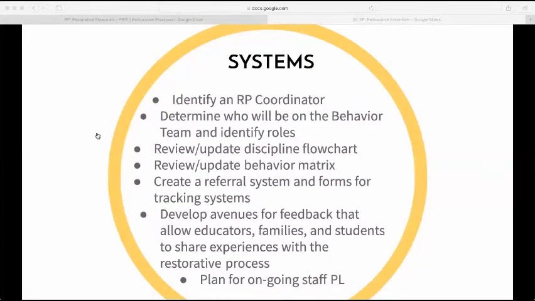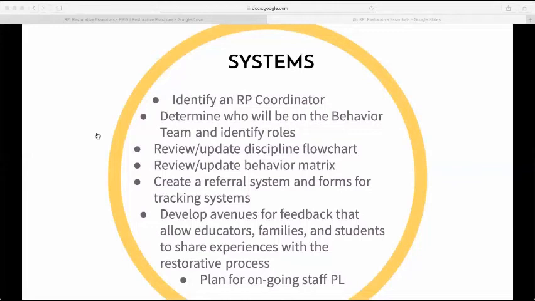Now, let's consider systems. The systems component of MTSS is about supporting staff in their implementation. As your school considers including restorative practices in the PBIS framework, it is important that appropriate systems are in place. When establishing the structures necessary to support the implementation of restorative practices, it is critical to clearly define the roles of staff members in the process.